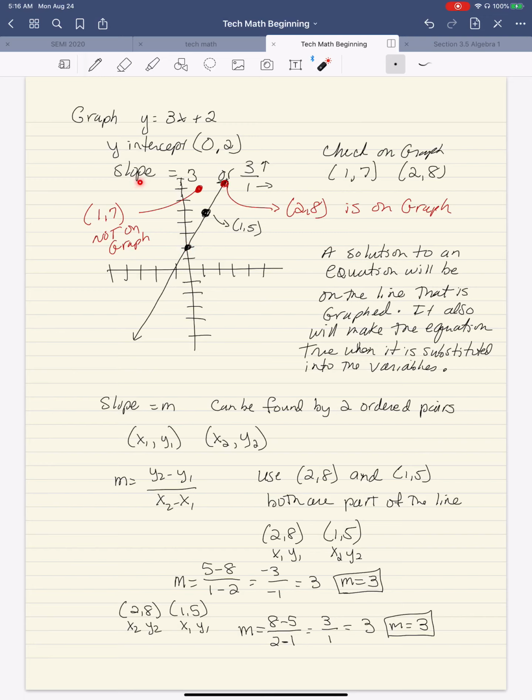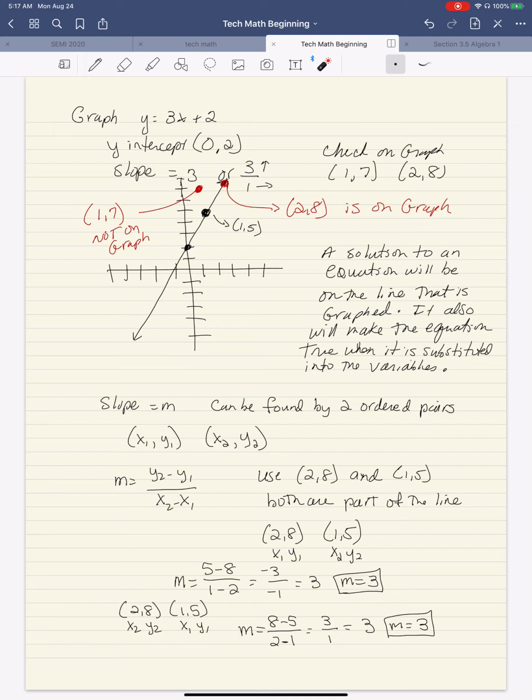And then I'm going to graph the slope. Since the slope is 3, I'm going to go up 3 and right 1 from the y-intercept. So from the y-intercept, I go up 3, right 1, up 3, right 1. That puts me right here. So you can see that the ordered pair 2, 8 is on the graph. So over 2, up 8, that's on the graph. 1, 7, however, 1 over 1, up 7, that is not on the graph. That's why it's not a solution.